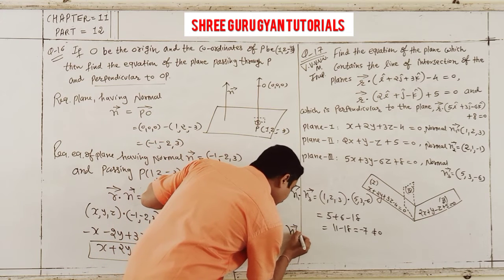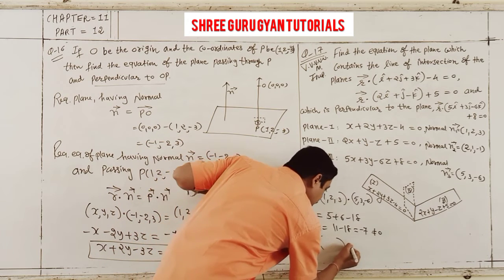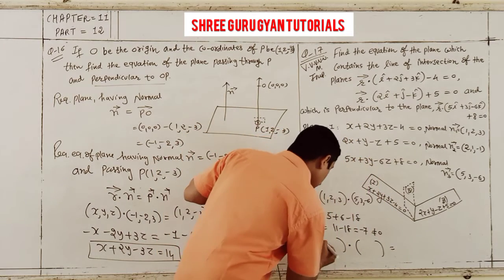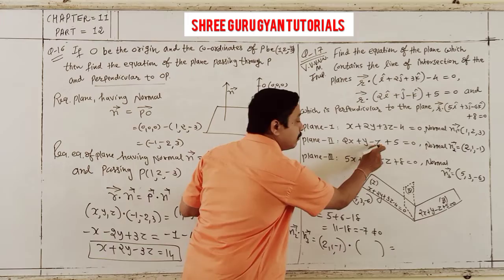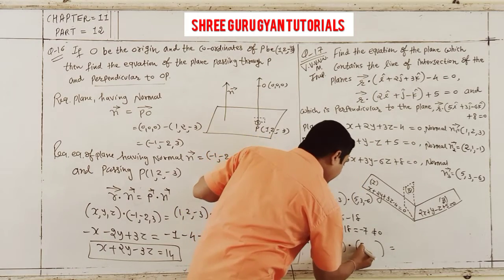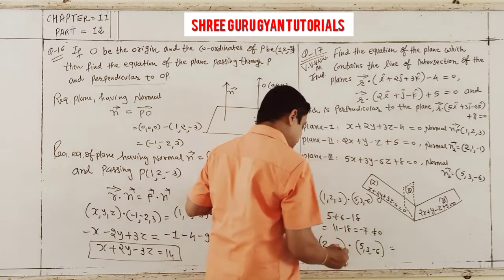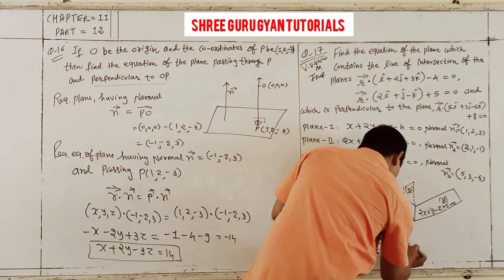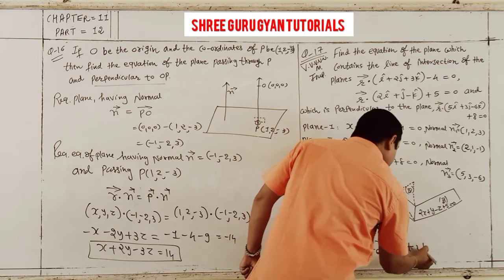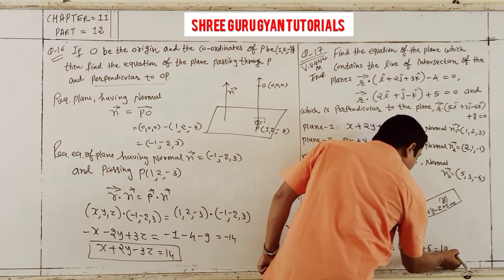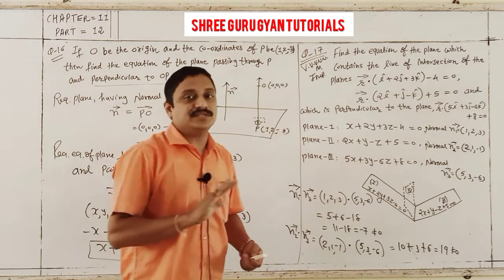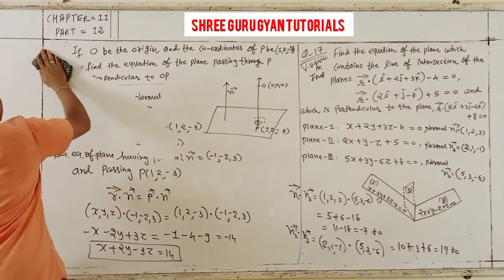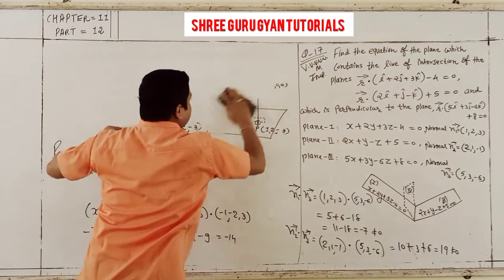Similarly, n2 and n3 also check. n3 dot n2. So my n2 is (2, 1, minus 1). And n3 is (5, 3, minus 6). My answer is 5 twos are 10, 3, same as 3, 1s are 3, and here 6 1s are 6. It is 6 and 3, 19. But definitely never 0. It means my plane 1 and plane 2 is not our required plane.